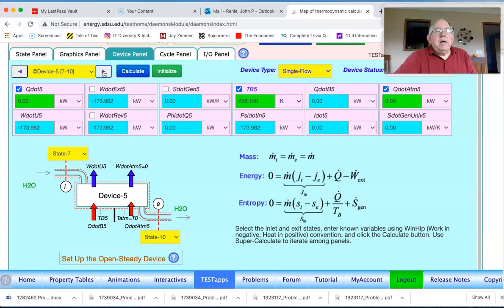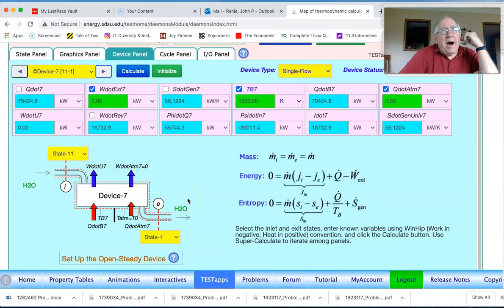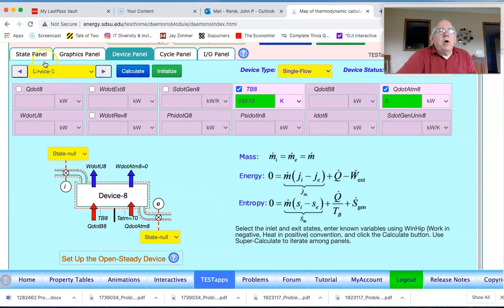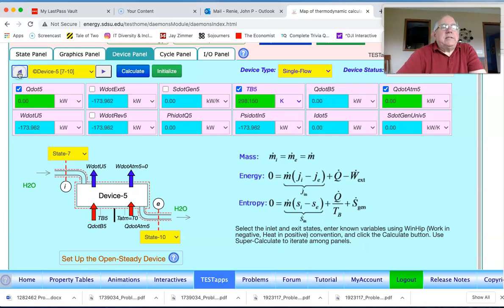Device 5 is from 7 to 10, and that is one of the pumps. That's pump number 2. And device 6 is 8 to 9. That's pump number 1. And you see how much work it's requiring. And then finally, device 7 is 11 to 1, and that's the boiler. The boiler is supplying 79 megawatts of heat. And so device 7, there are no other devices. And so we have all the devices in there.